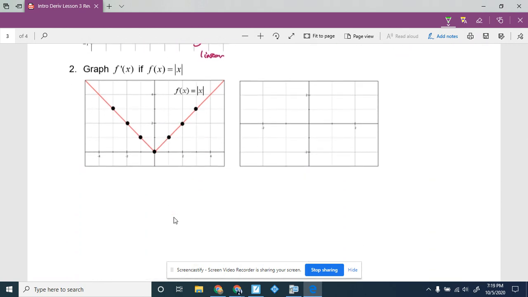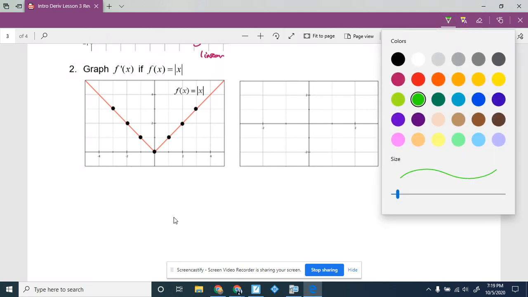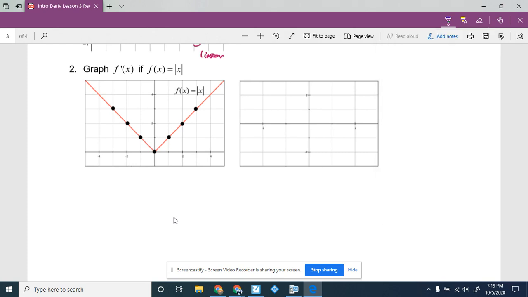All right, so let's take a look at this guy. It says graph f prime of x. So now I'm asking you to graph the derivative. And you're like, what? How are we going so bananas? First, it's just evaluated at certain points, and now you want me to graph a derivative? Well, first off, it should make sense that you can graph a derivative, right? I mean, think about it.